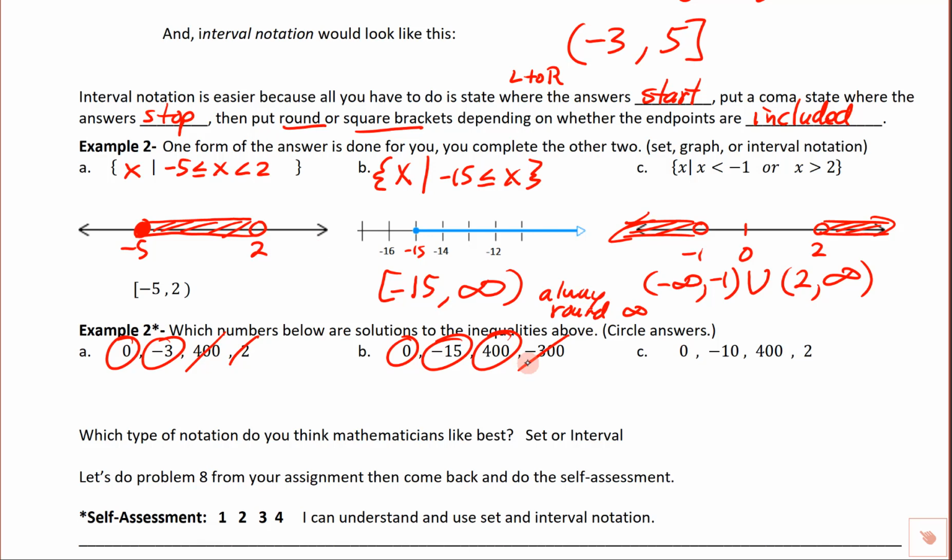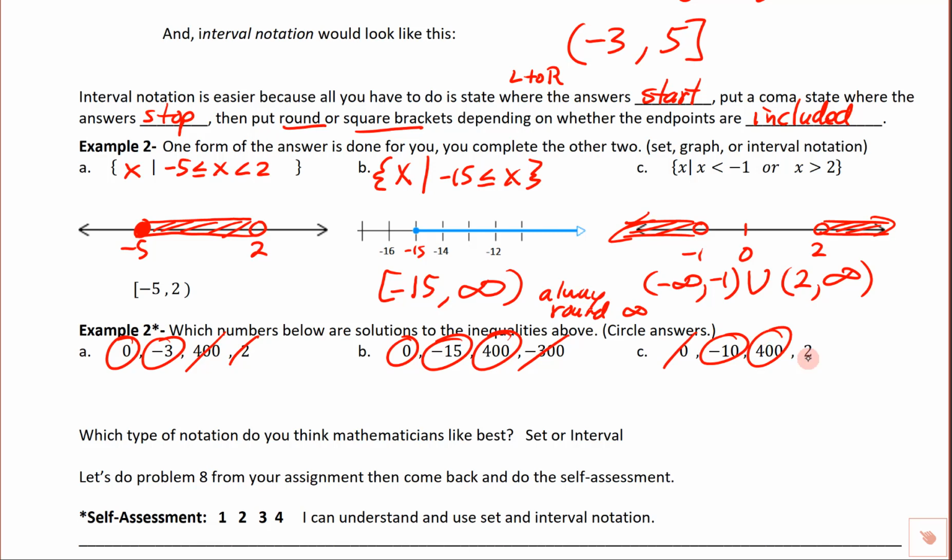Okay, let's take a look at this last one. For example, C. 0, is that included in this interval? It's not, so we're going to cross that one off. -10, yep, -10 would be down here, so that one's included. What about 400? 400 would be way up there. That one would be included.